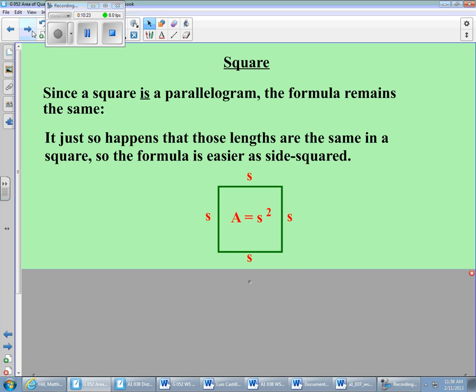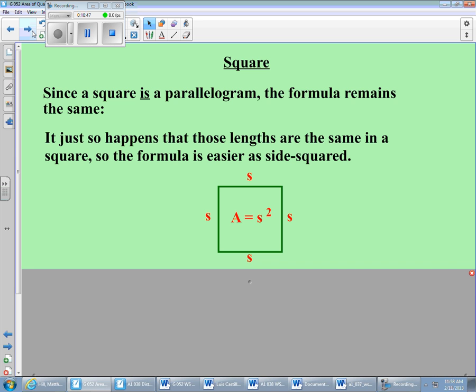All right, our friend the square. Slight difference on the square, but it's almost an argument of semantics here. A square is a parallelogram. Okay, so being a parallelogram, it follows the same formula that any of the other parallelograms that we've talked about will follow. The area is still base times height.